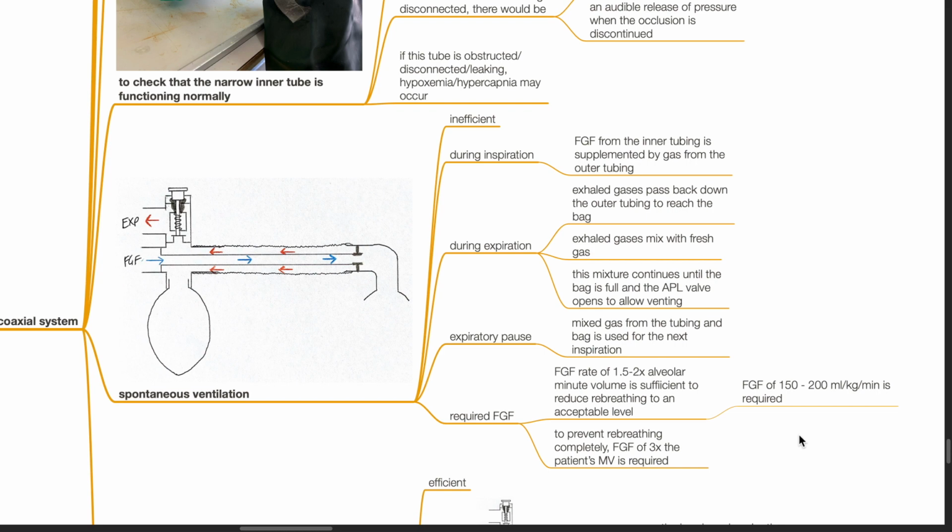A fresh gas flow rate of 1.5 to 2 times alveolar minute volume is sufficient to prevent rebreathing to an acceptable level. Thus, a fresh gas flow of 150 to 200 mL per kg per minute is required. To prevent rebreathing completely, a fresh gas flow of 3 times the patient's minute volume is required.